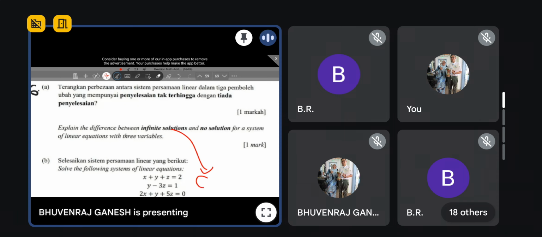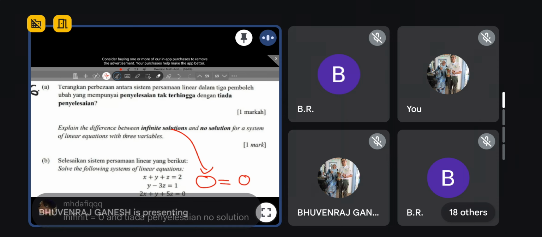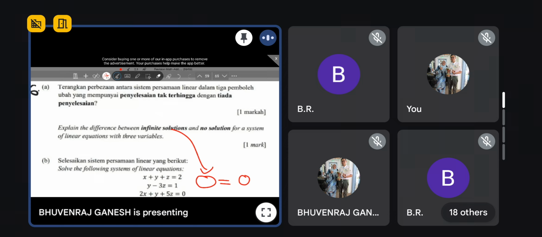So infinite solution is when you get 0 equals to 0. Okay? So it basically means when you have a system of equation, bila kamu ada sistem persamaan, kamu cuba selesaikan, you try to solve, and then suddenly you get this, 0 equals 0. So this is what we call as infinite solution, penyelesaian tak terhingga.